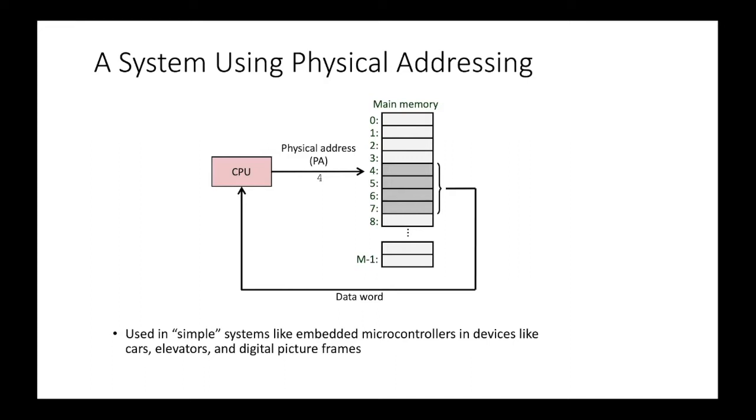Such physical addressing is still widely used in simple and embedded systems such as elevators, digital picture frames, refrigerators, microwaves, etc. Such simple systems do not benefit from virtual addressing as they always run the same code or program.